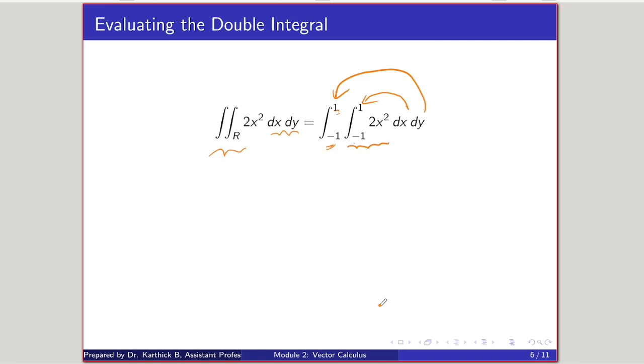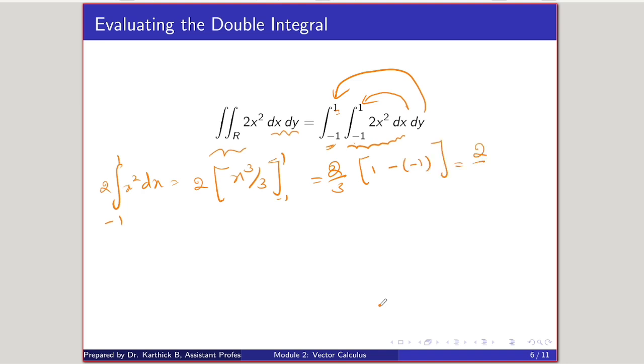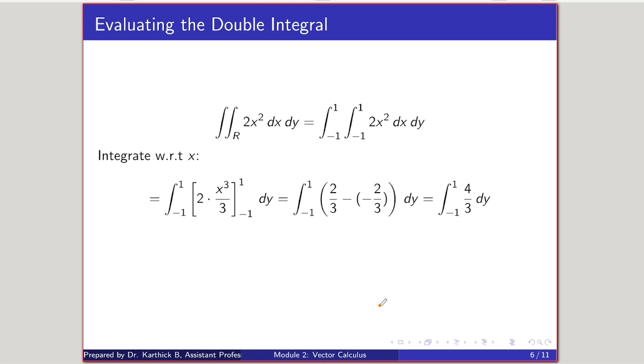First we will evaluate the inner integral. I will take the inner integral first. 2 will be a constant, and x square dx will be there. So it becomes x cube by 3, from minus 1 to plus 1. Then 2 by 3 will be a constant, times 1 minus of minus 1. So it becomes 2 by 3 times 1 plus 1, so totally 4 by 3. I have found the inner integral as 4 by 3.